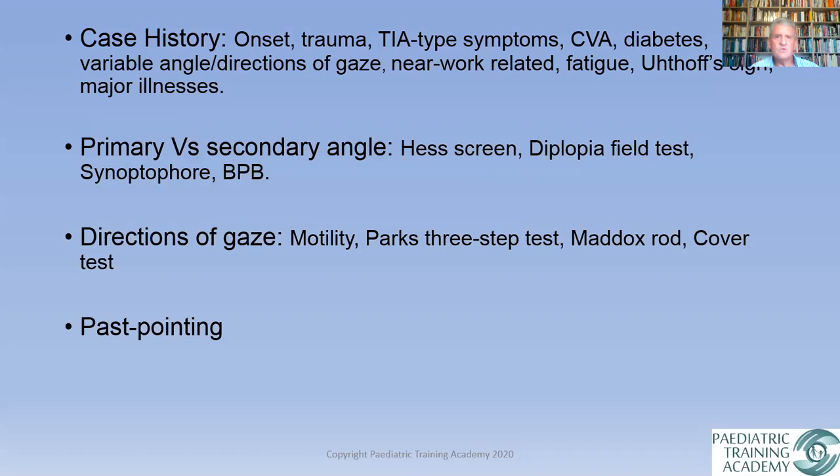Do they have amaurosis? These are the types of questions that you need to be asking, because if your patient's diplopia and incomitant strabismus is because of a CVA, stroke, they might well have had TIA type symptoms before the onset of their stroke. So you need to be asking these questions.